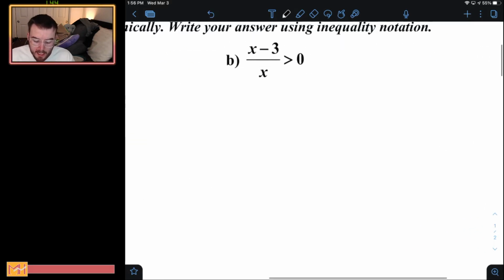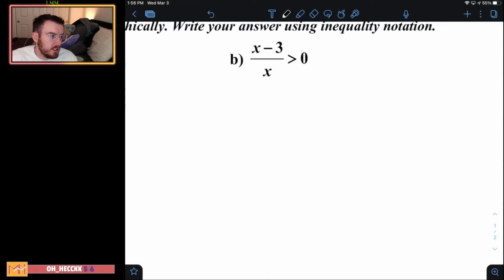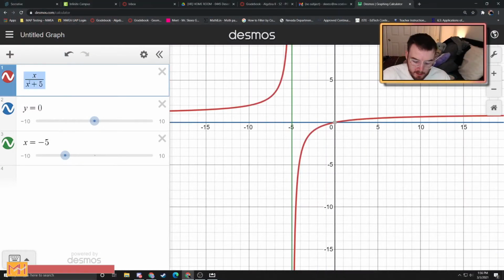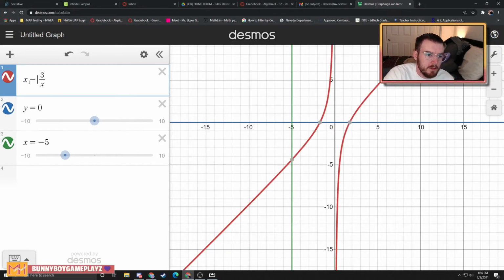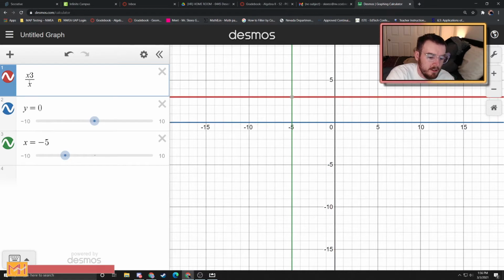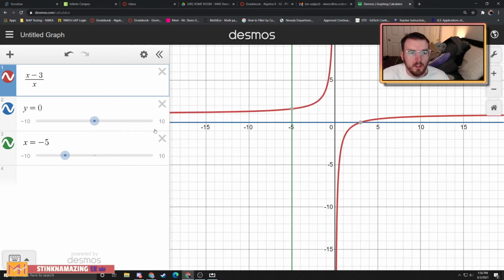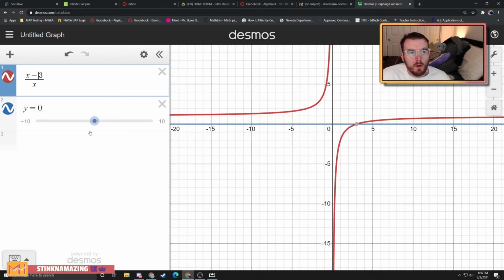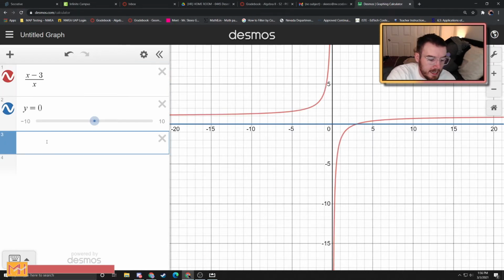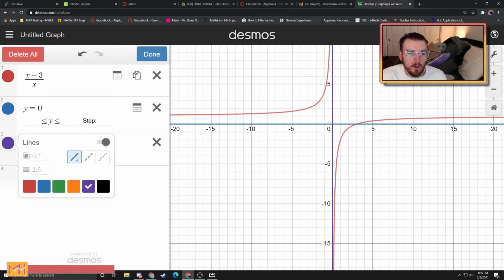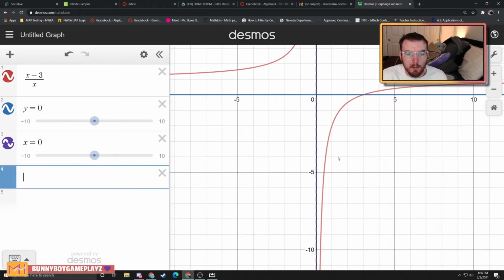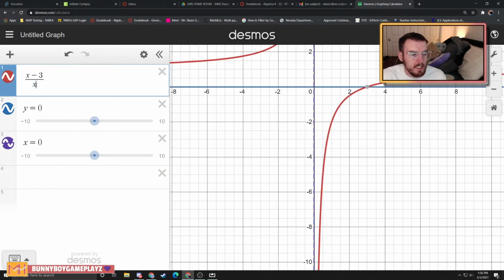Let's try it again. x minus 3 over x. Let's use our trusty friend Desmos here. So x minus 3 over x. Oops, I need that in the numerator. x minus 3 over x. So we're undefined at 0, by the way, right? I think that's worth noting each time, where we are undefined due to the fact we can't divide by 0.